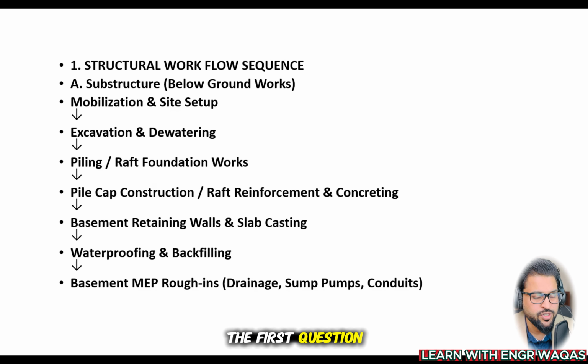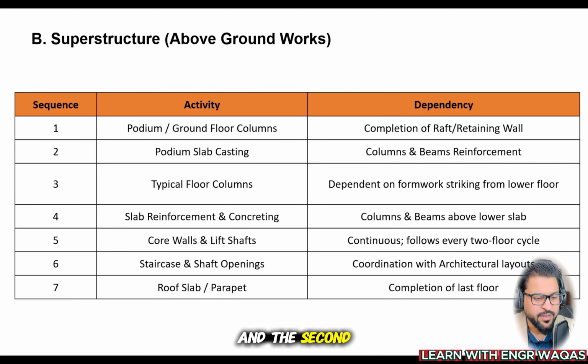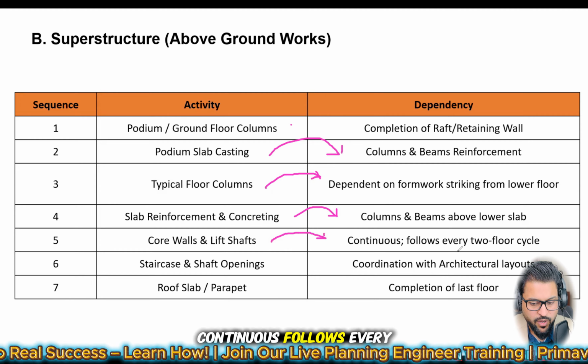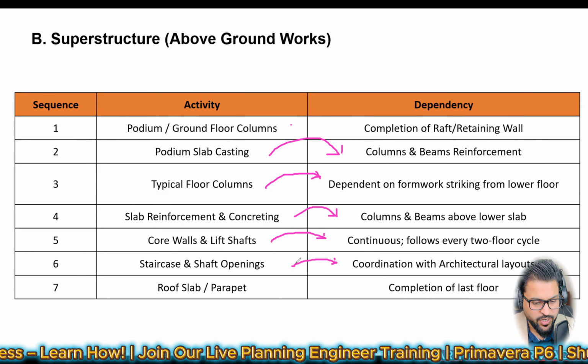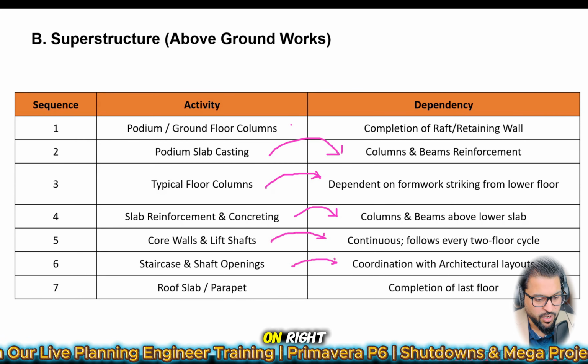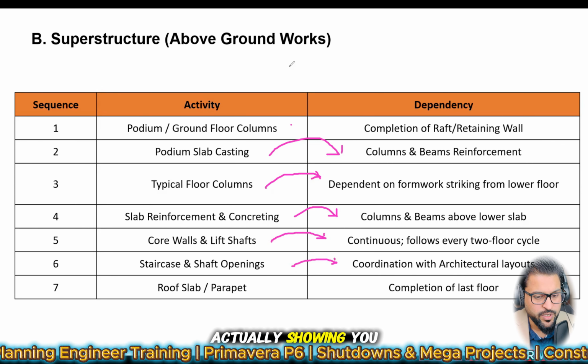So that is the first question which is frequently asked. And the second, you can see that superstructure, podium slab casting is going to depend on columns. So this side activity, this can also be asked. So this is going to depend on this one. Typical floor columns are going to depend on this one. This one is going to depend on this one. Core walls, lift shafts are going to depend, continuous, follows every 2 floor cycle. See, staircase and shaft openings, coordination with architectural layouts, and so on, right? So these things are actually showing you the dependencies.